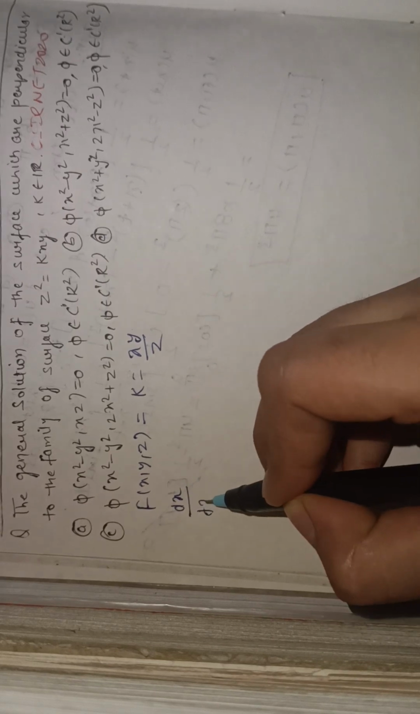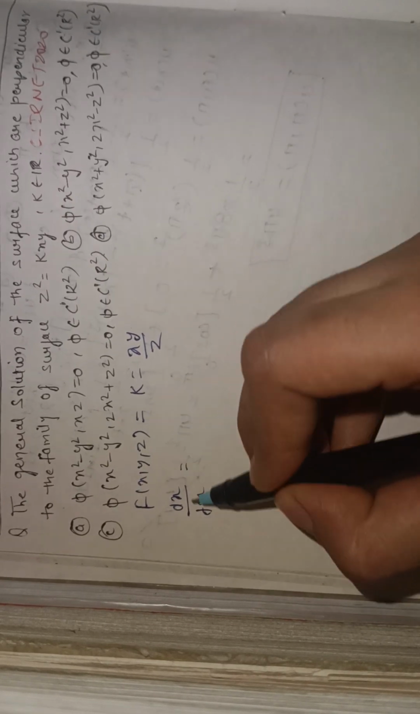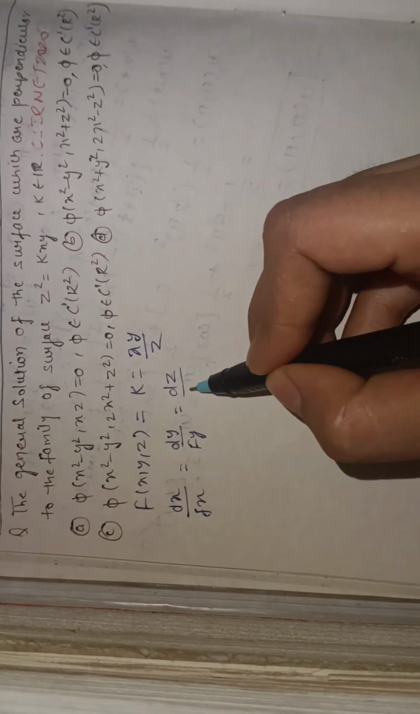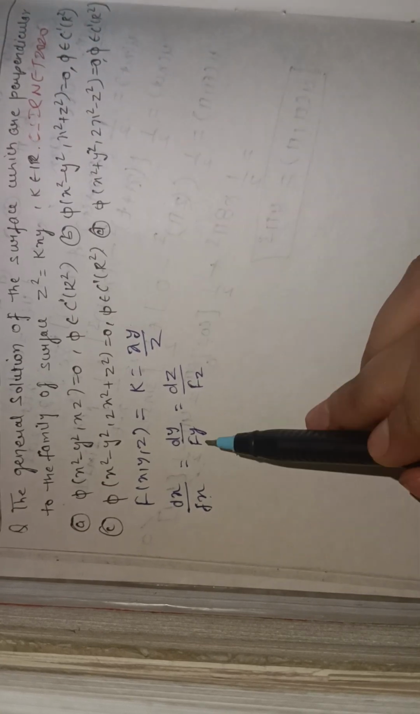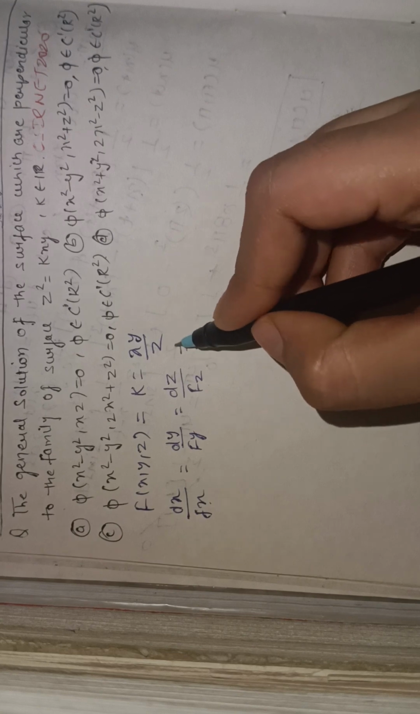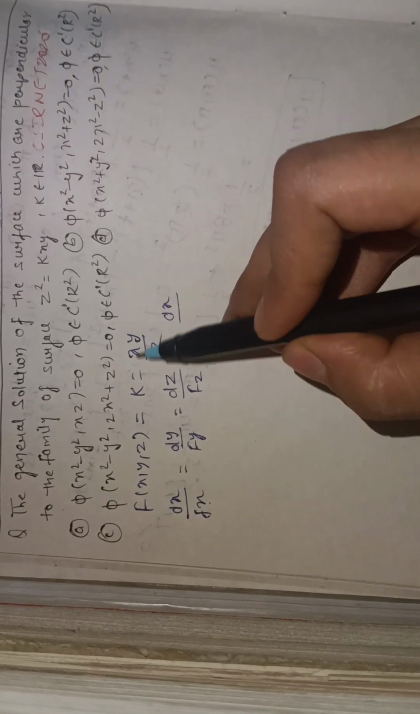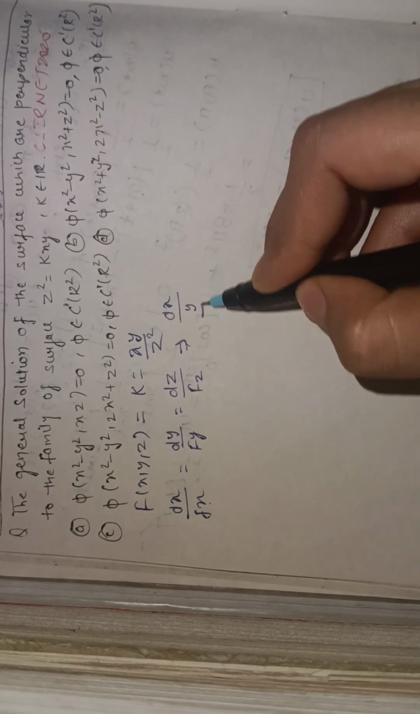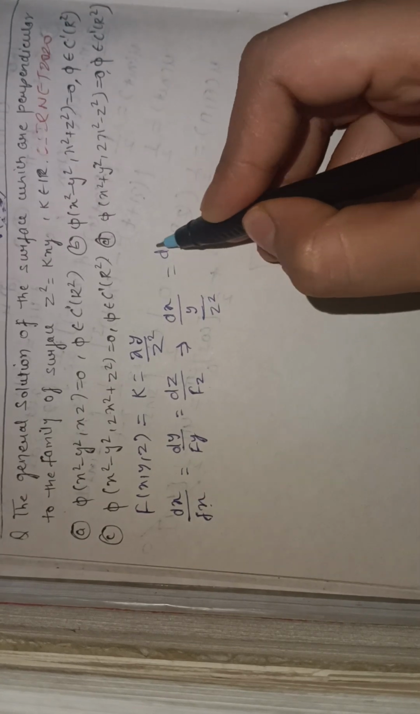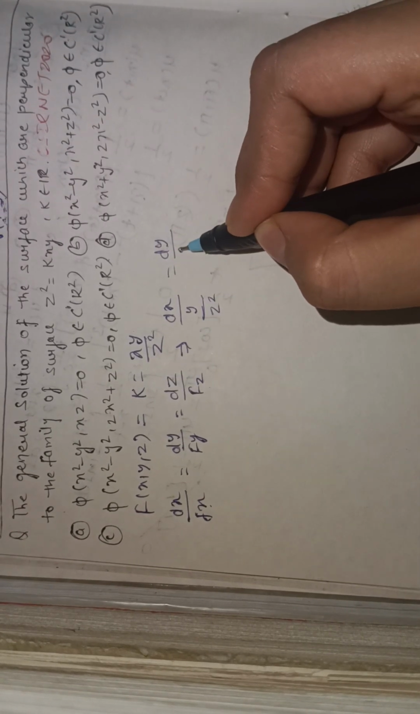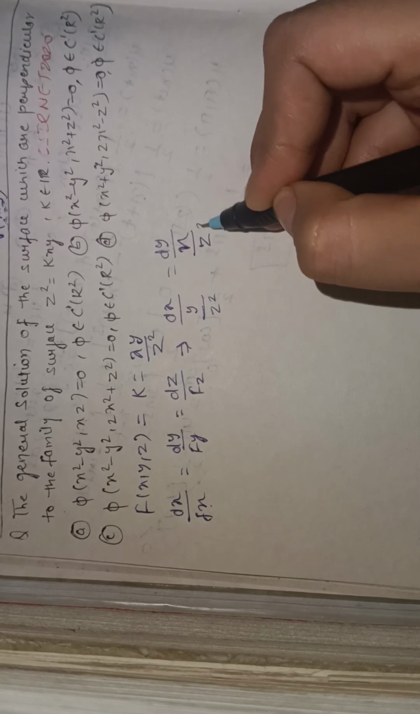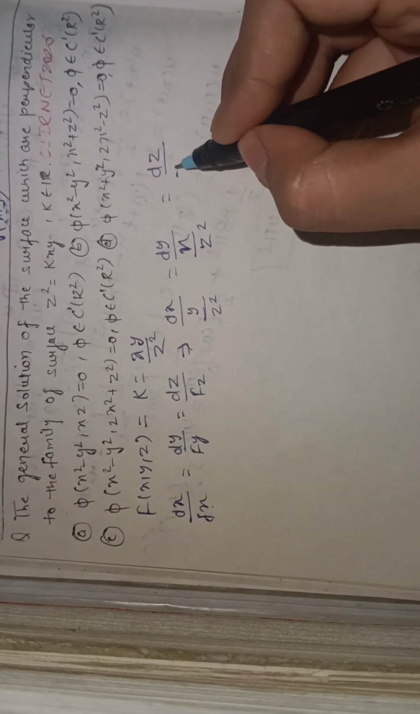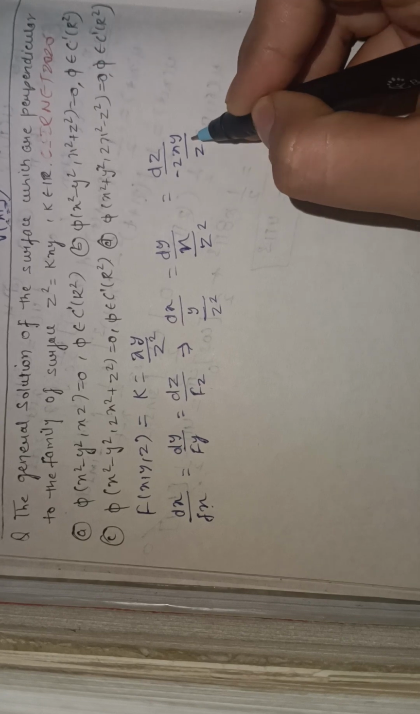That is dx upon f of x equals dy upon f of y equals dz upon f of z. So here we have to find fx, fy and fz. So fx is what? y upon z squared. Here z squared is given. f of y is what? x upon z squared. And f of z is what? Minus 2xy upon z cubed.